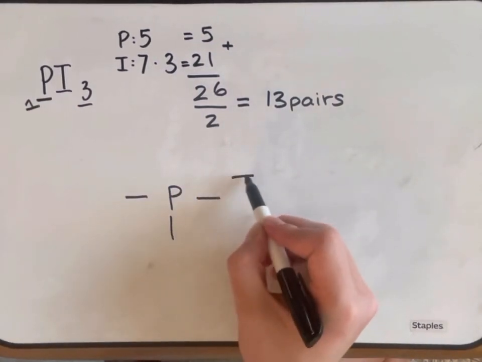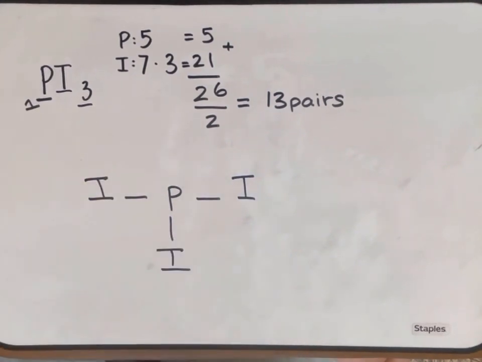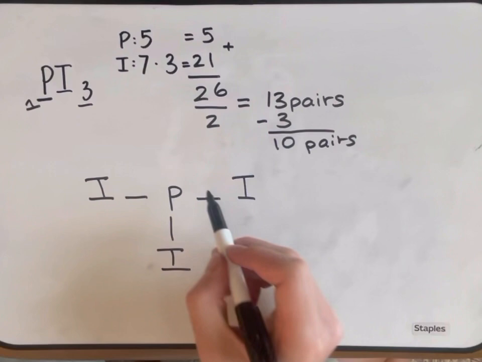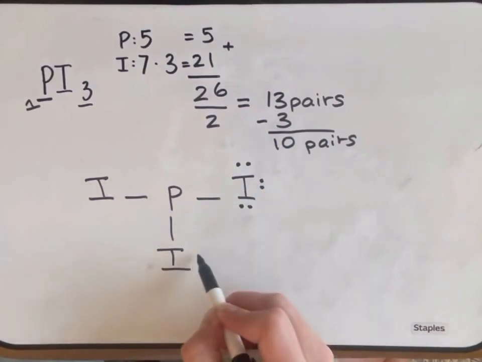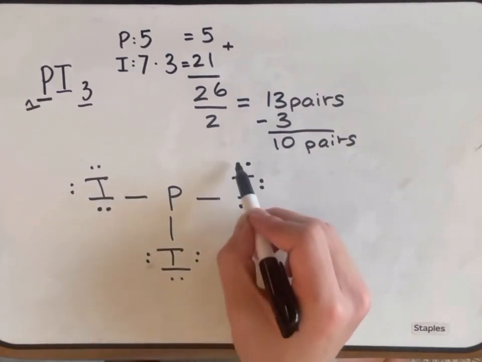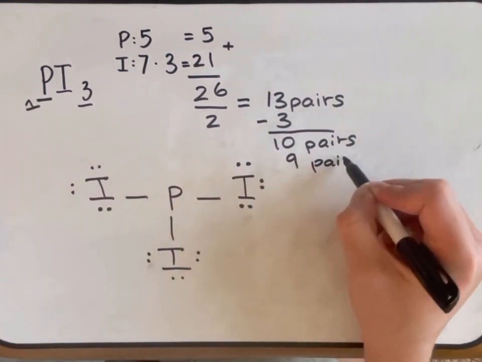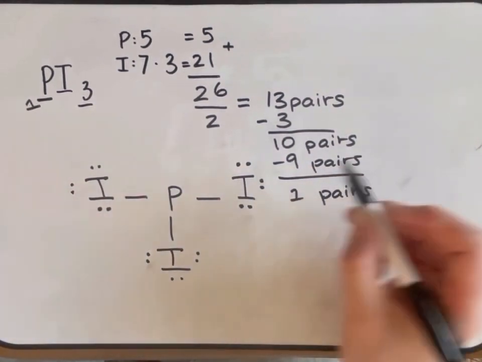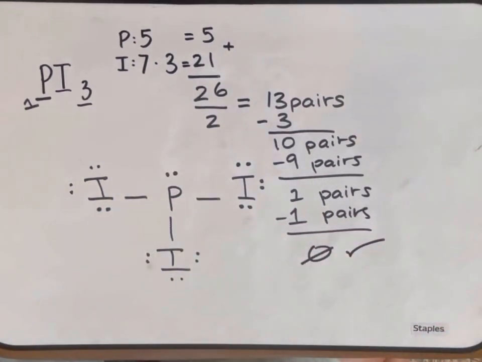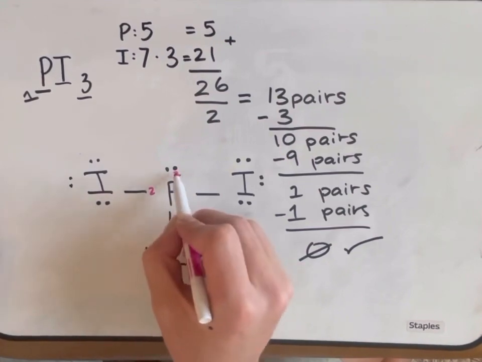we're going to write out P is going to be in the middle because it's the least electronegative, or because there's 3 I's and only 1 P. So we're going to put 3 pairs, so that means there's 10 pairs left, as you can see by the 3 lines. And we're going to put 3 sets of 2 dots on each of the I's, which is 9 pairs, which means we only have 1 pair left. So we're going to put that pair on top of the P, which means we have 0 pairs left, which checks out.